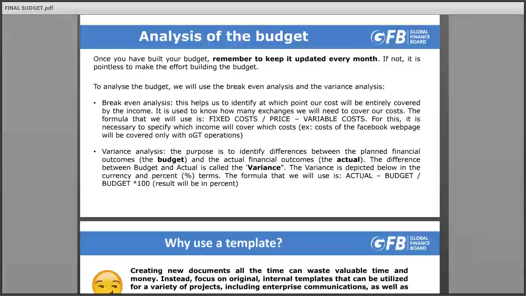So let's say that for the program Incoming Global Talent, you budget to have an income of 250 euros and the actual is 500. So it will be actual 500 minus budget 250 euros divided by budget, which is 250, multiplied by percent. In this case, the math will give that we have a 200%, so we covered actually the double of what we set in the budget.